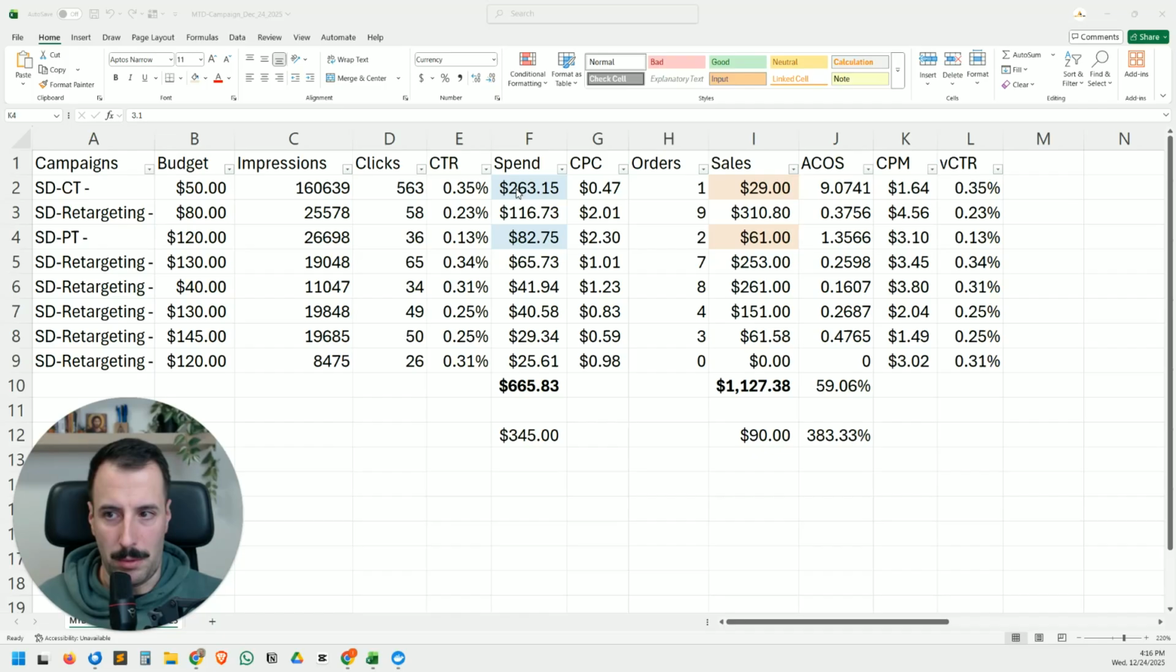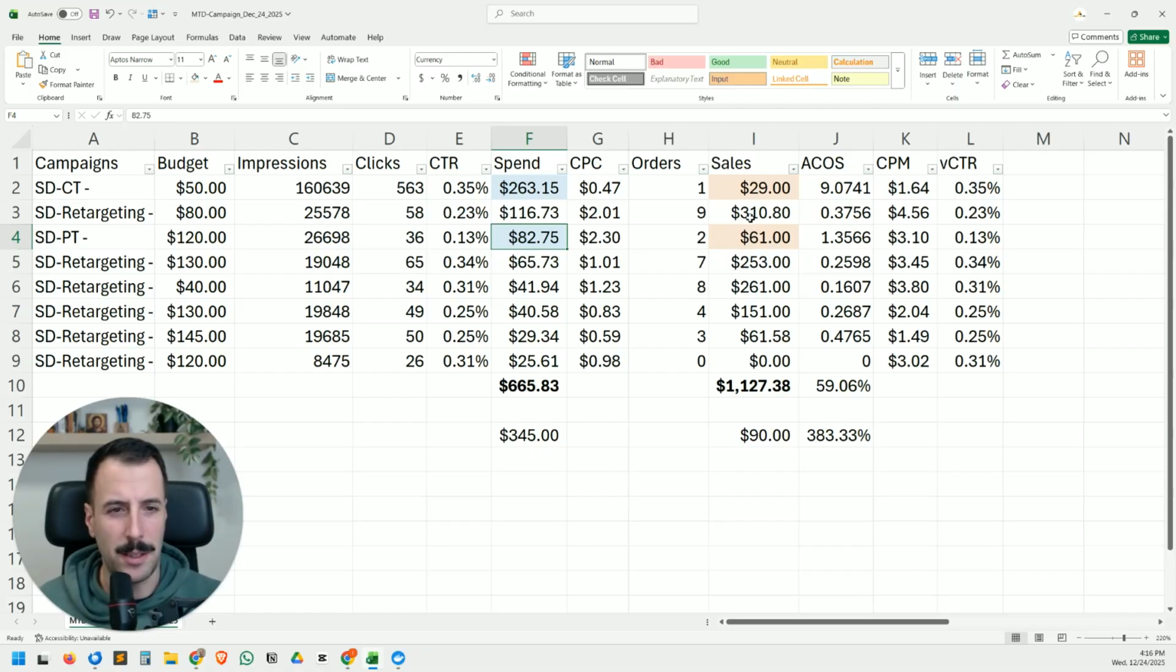Now, I've marked in blue two campaigns which are not retargeting campaigns. All the others are retargeting and have slightly better results than these two. These two are, one is the category targeting, one is product targeting.